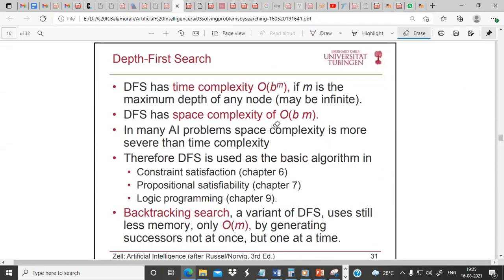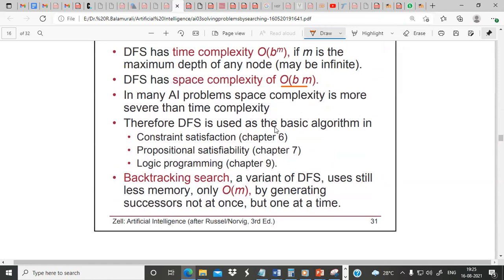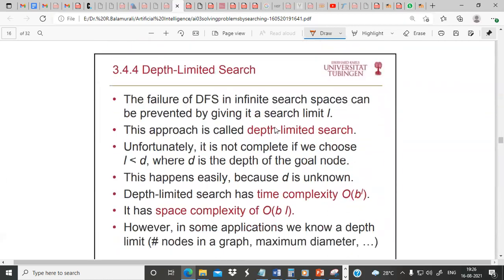So these are the things which we already discussed. That is the core reason why we are interested in DFS: because of its space complexity. Right? And we have discussed that by using the backtracking search version of DFS, the space complexity can be further reduced from order of BM to order of M.